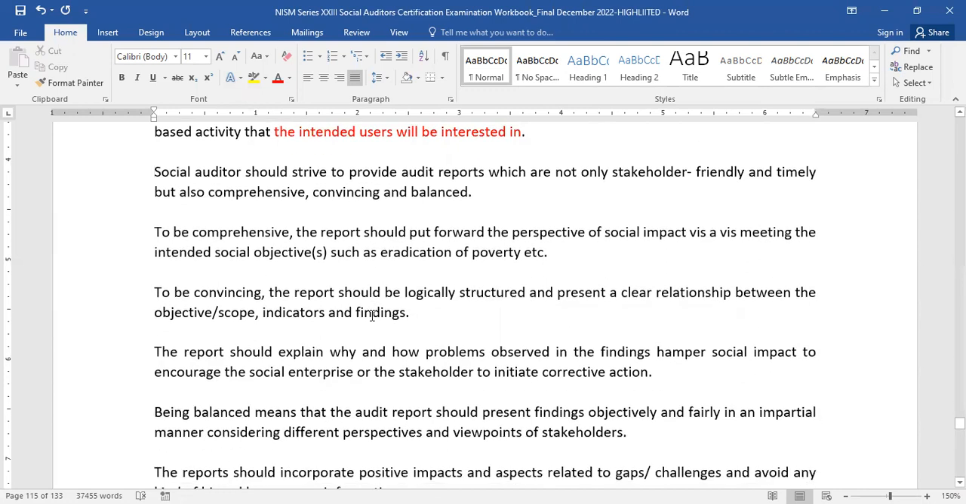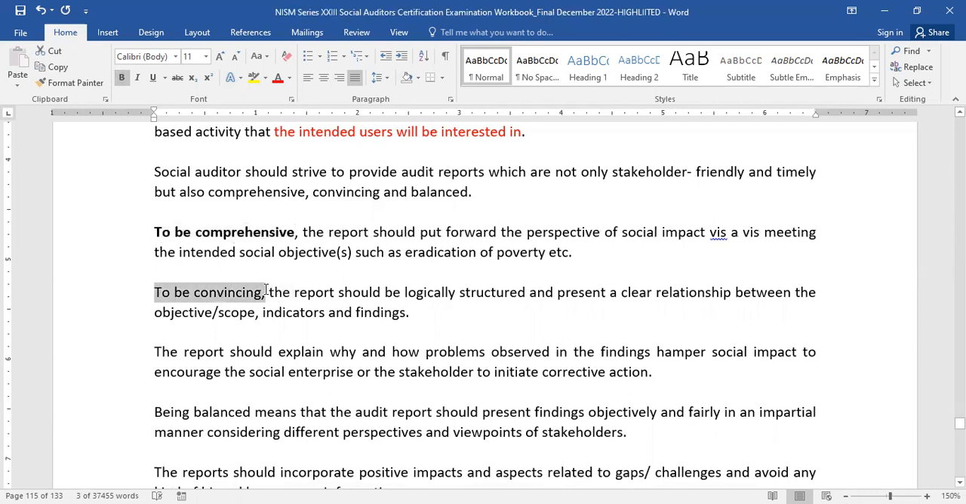To be comprehensive, the report should put forward the perspective of social impact which is meeting the intended social objectives such as eradication of poverty, etc. तो comprehensive का मीन्स क्या है कि ये सोशल इम्पैक्ट ऐसा पर्सपेक्टिव में होनी चाहिए कि उसने उस इंटेंडेड सोशल ऑब्जेक्टिव को मीट किया या नहीं किया. To be convincing, the report should be logically structured and present a clear relationship between the objective, scope, indicators and findings. So इसके ऊपर इसको भी ध्यान देने की जरूरत है. इसके ऊपर क्वेश्चन आ सकता है कि कंप्रिहेंसिव क्या है और कन्विंसिंग क्या है.